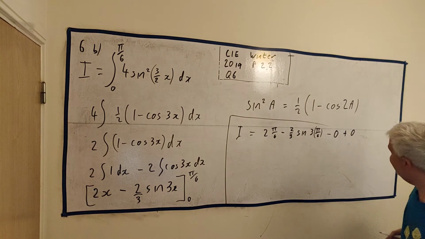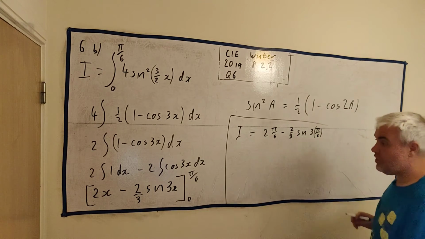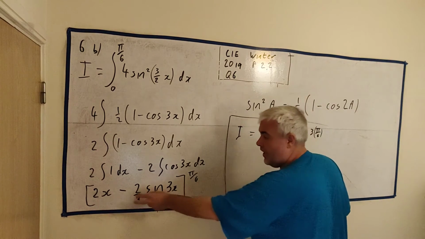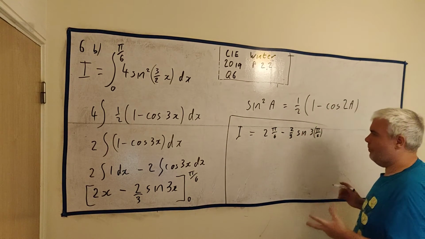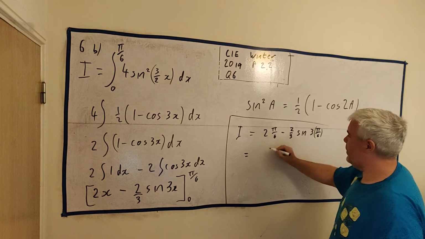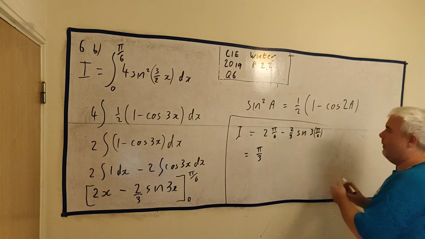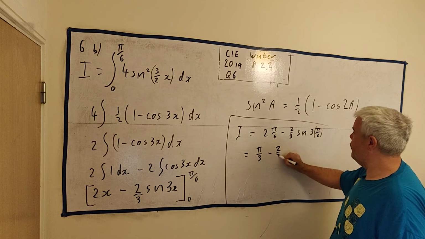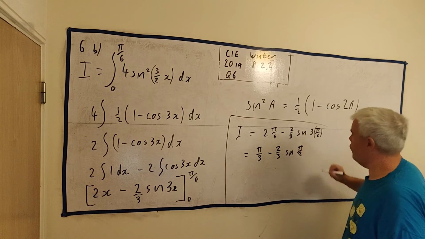Not that it matters. These two terms can be fully ignored. They are 0. Not always. Usually you get 4 terms here. It just happens 2 of them are 0. Right, can I clean this up any more? Let's see. This becomes pi over 3. This becomes minus 2 over 3 sine pi over 2.